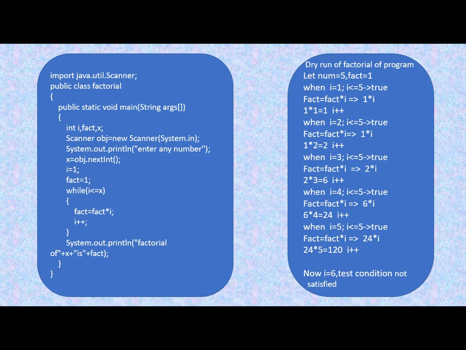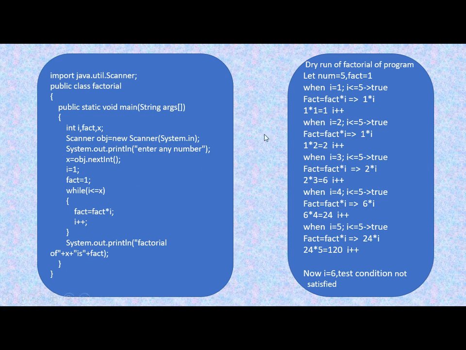Now let's try to understand the dry run of this program, means how this program got executed. So this is our code which we have written. The main thing which we will discuss is from here. This is the initial value of I. So I is equal to 1, and we have initialized fact also, that is equal to 1. And this is the test condition, means the value of I should be less than or equal to X.